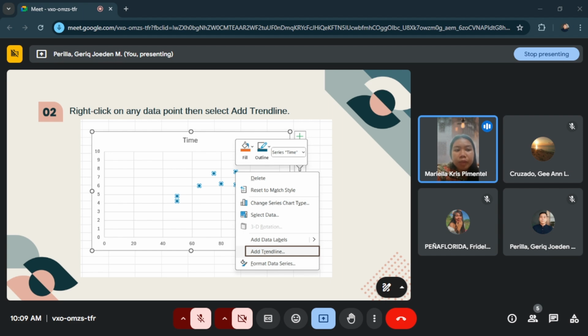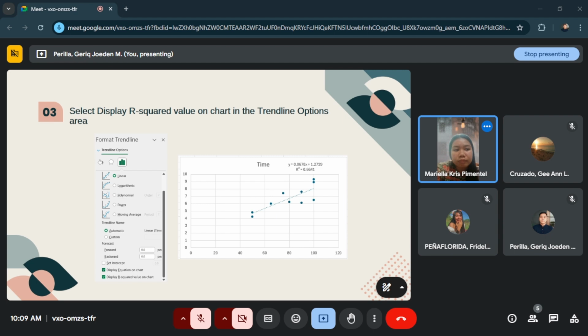So, kapag po meron na tayong scatter chart, right-click lang on any data point, then select Add Trendline. Next slide. So, when the Format Trendline task pane appears, we need to select Display R-squared value on chart in the Trendline options area and also display the equation. So, as you can see, this displays the scatter chart, the estimated regression equation, the graph of the estimated regression, and the coefficient of determination for the Butler Trucking Company data.